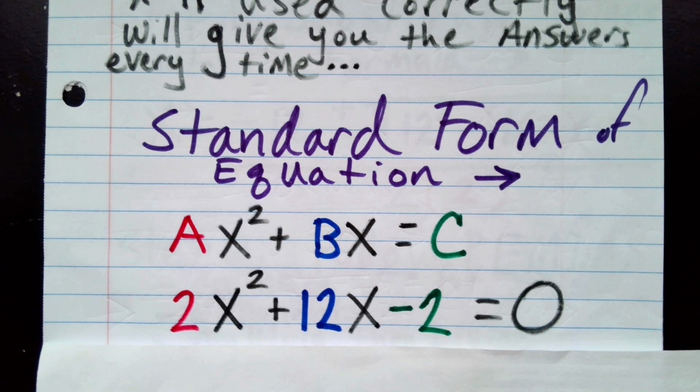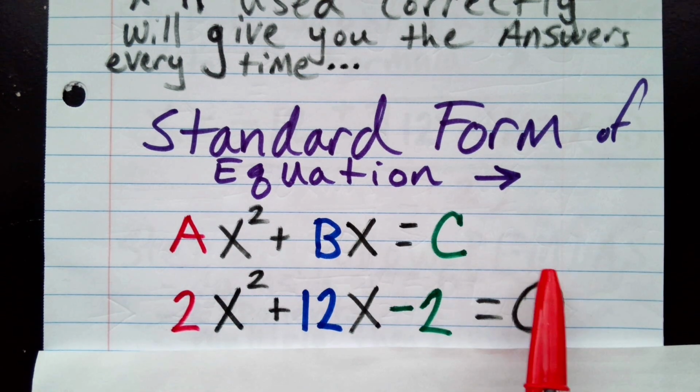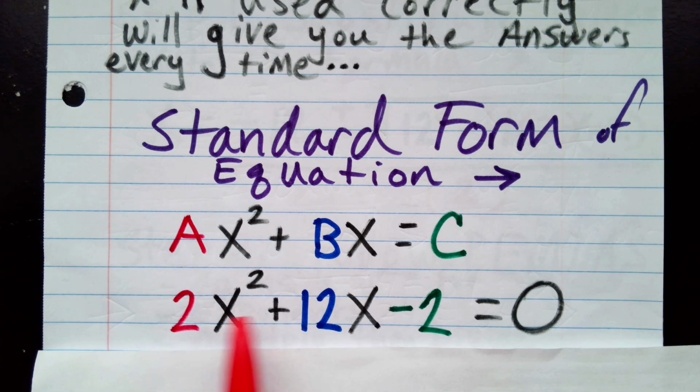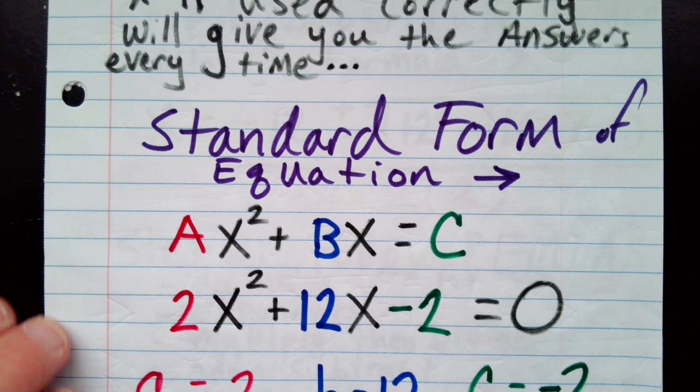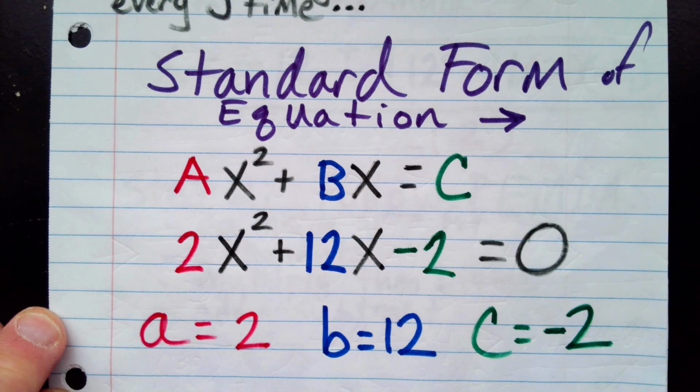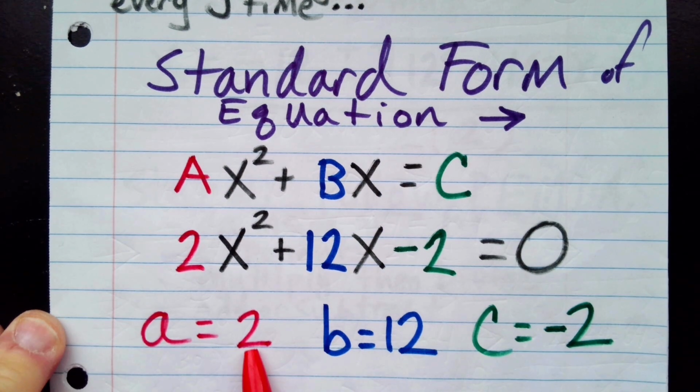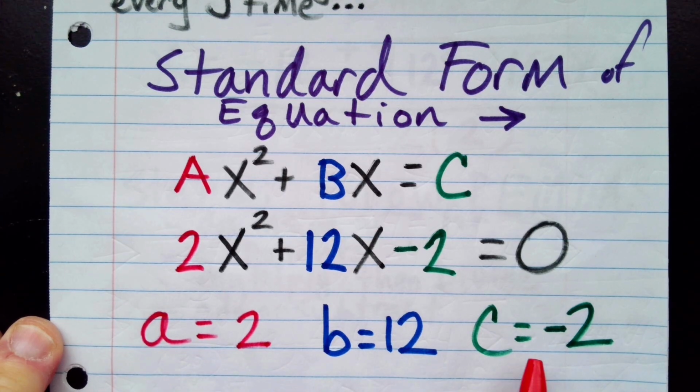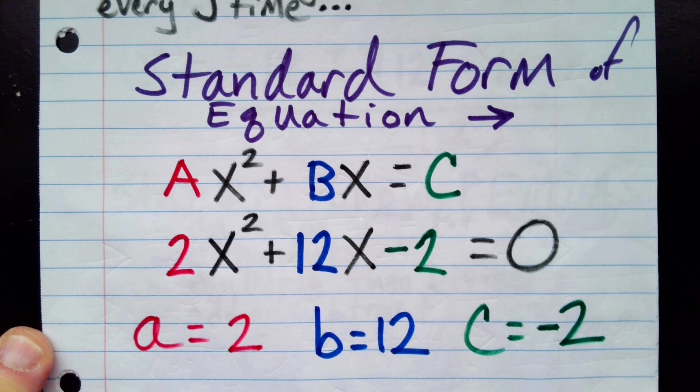Okay? So this is just kind of understanding the formula and how you're going to use the formula. So given an equation, you can organize your a value, your b value, and your c value, so you could substitute it into the formula. So again, here a is 2, b is 12, and c is negative 2.